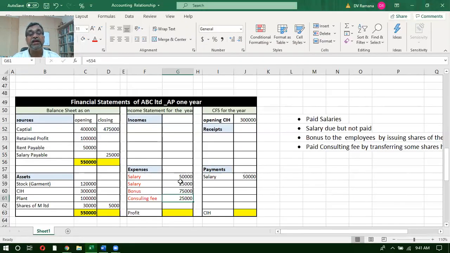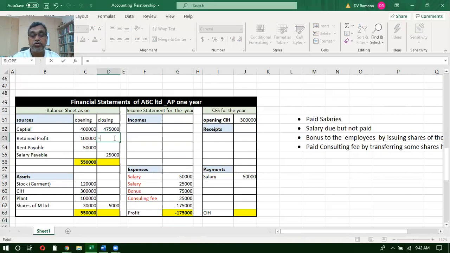So just like any other previous examples, let us close the balance sheet. We have no incomes, only expenses. So there is a loss, okay? There is no income. So there is a loss here, 175. So what happened to the retained profit? The retained profit has become negative.